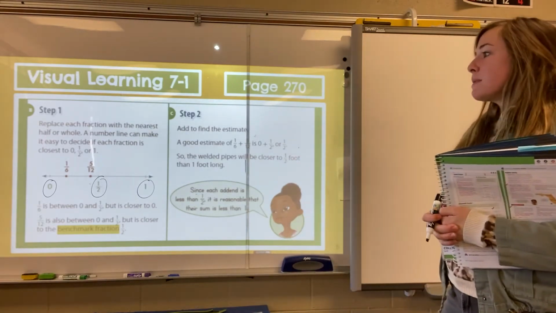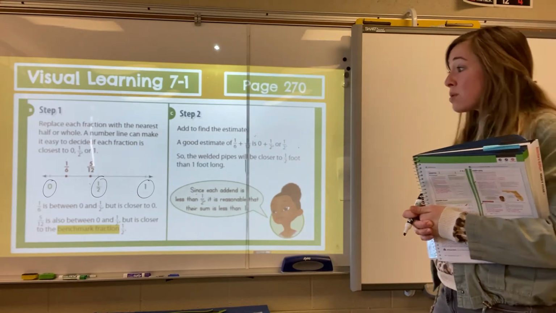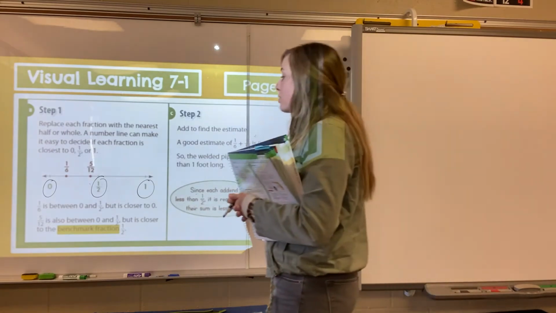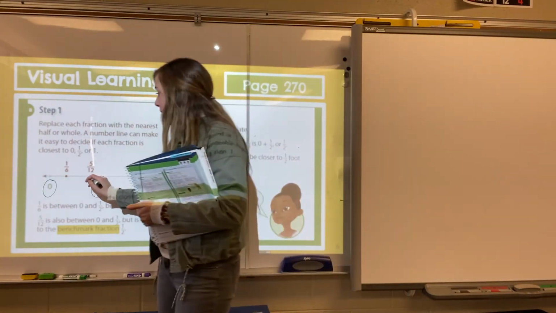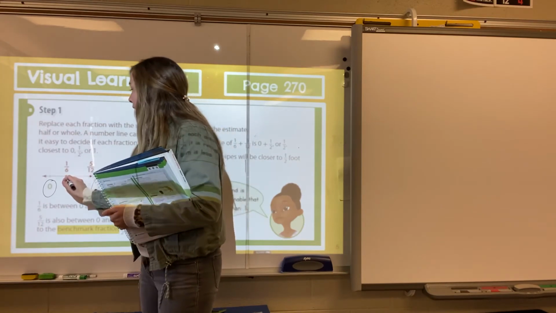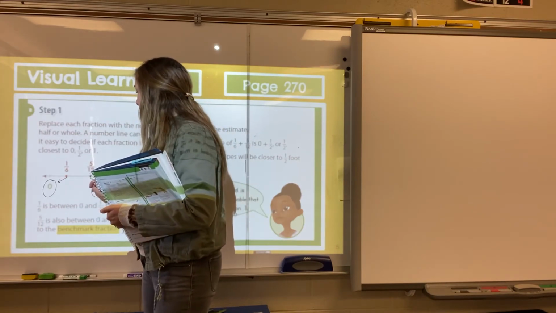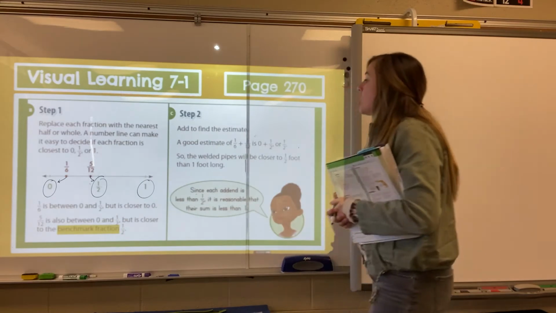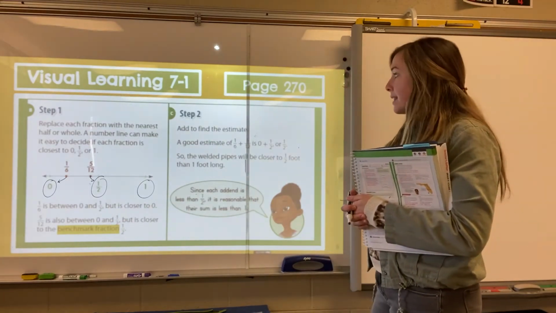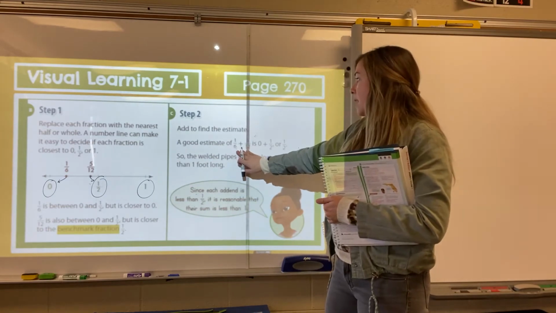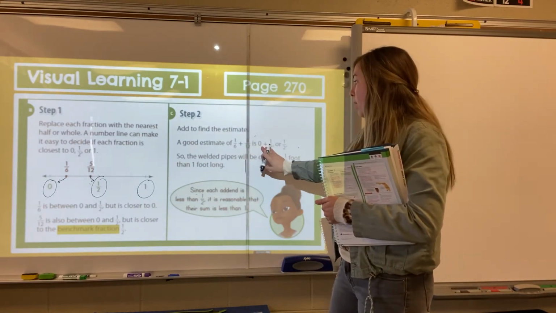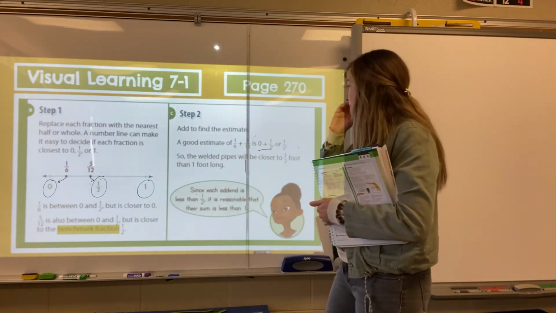So 1/6 is between 0 and 1/2, but it's closer to 0. 5/12 is also between 0 and 1/2, but it's closer to the benchmark fraction 1/2. So when they placed it on the number line for us, you'll notice this one's closer to 0 and that one's closer to a half. So to add, find the estimation first. So a good estimation of 1/6 and 5/12 is 0 plus 1/2.